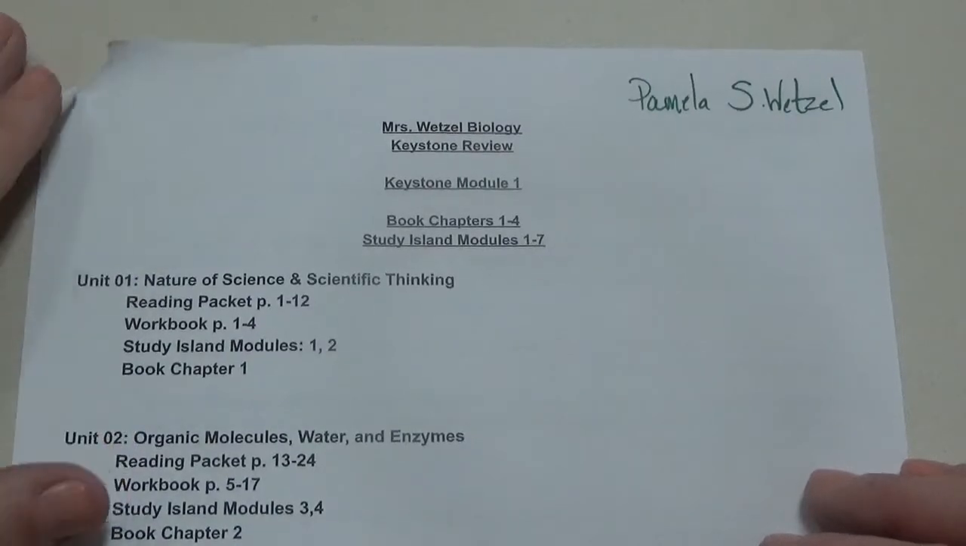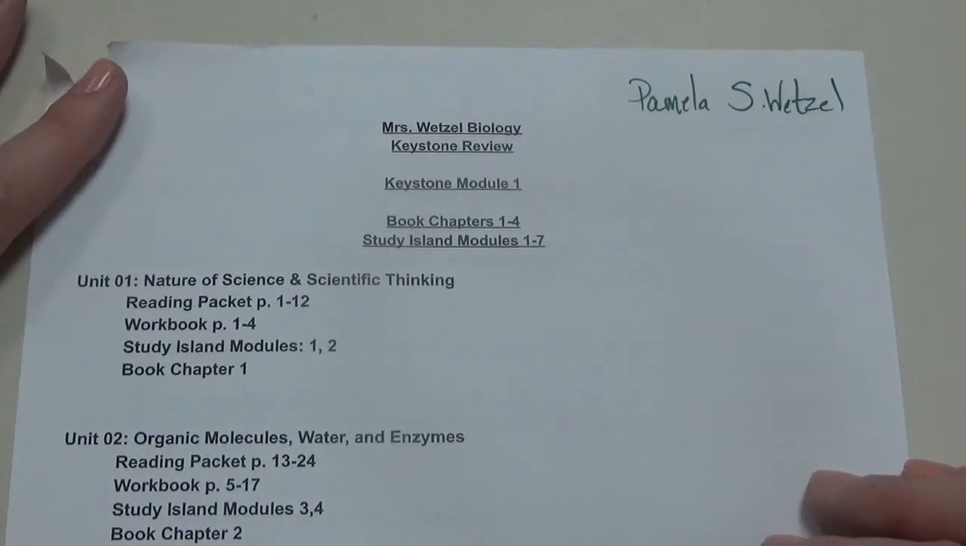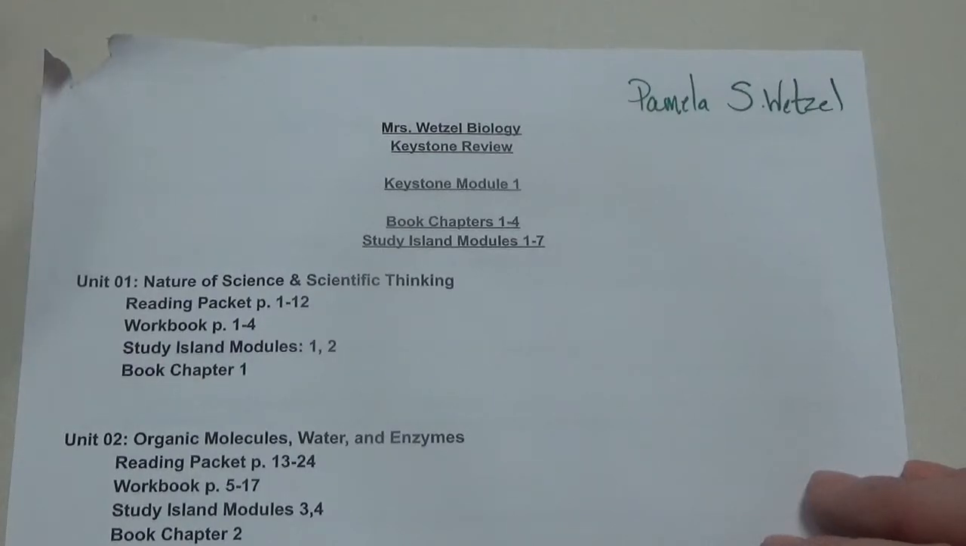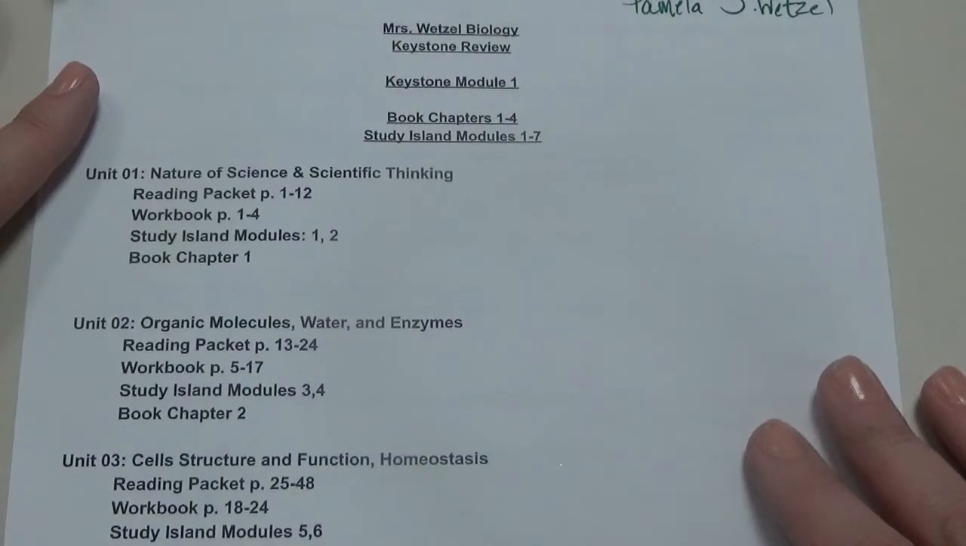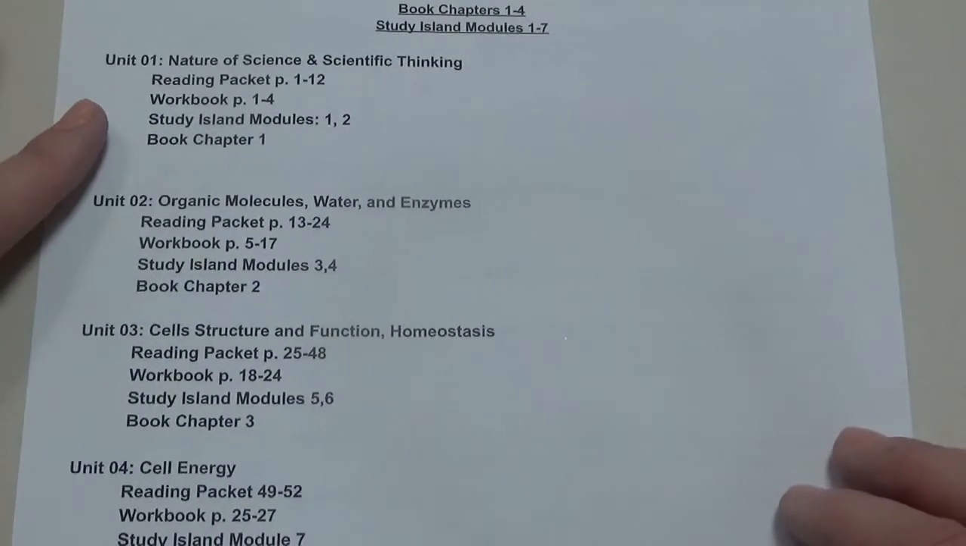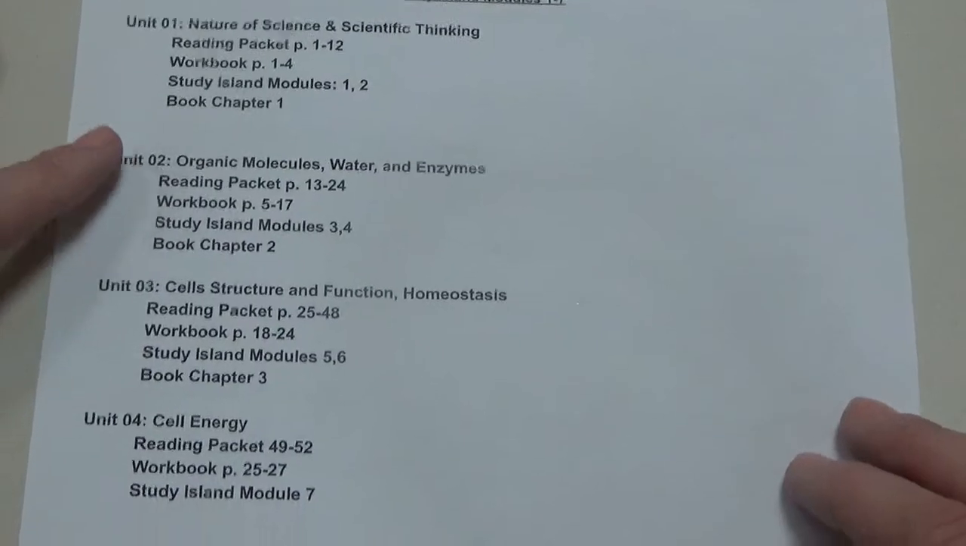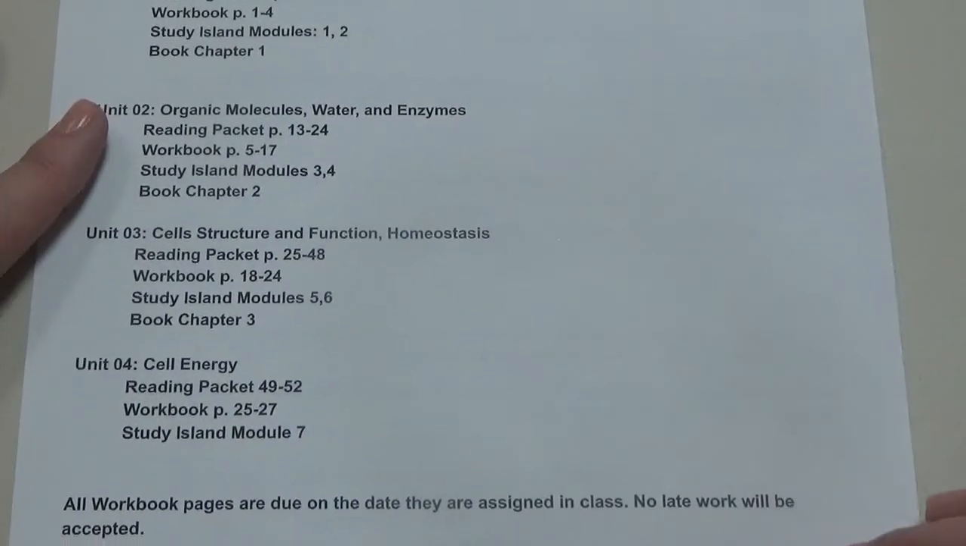You also are always welcome to reference any of the materials in the materials section on Schoology, because there's lots of videos and resources there for you as well. Unit 2 is organic molecules, water, and enzymes. Unit 3 is cell structure and function and homeostasis. And then Unit 4 is cell energy.